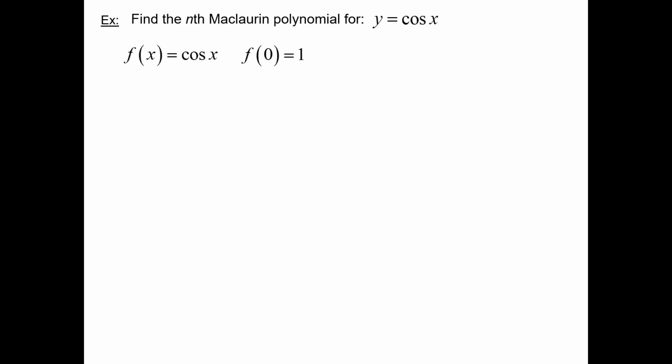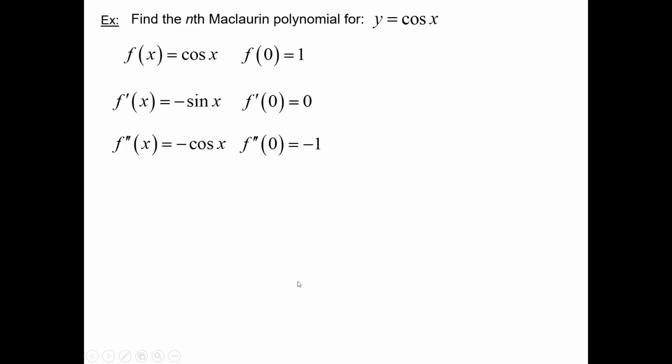What's f prime of x? That would be negative sine. So f prime of 0 would be negative sine of 0, which is just 0. F double prime, so I want you to think about this before I hit the button. The derivative of negative sine x would be negative cosine x. So the second derivative at 0 would be negative 1. Fourth derivative, oh, sorry, I skipped the third. Third derivative, so the derivative of negative cosine x would be sine x, and the third derivative there would be 0. Fourth derivative would be cosine x, and the derivative there would be 1.